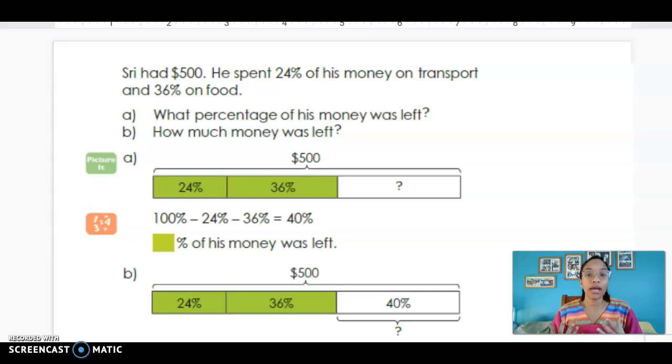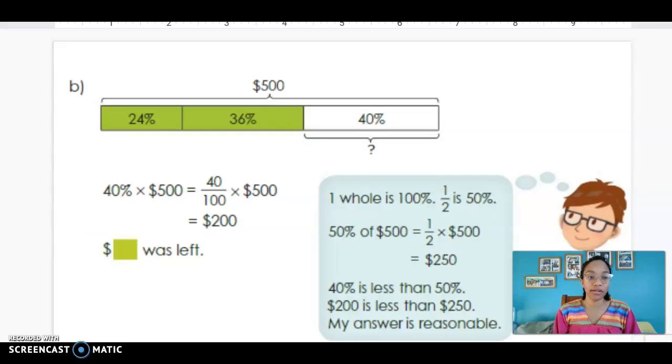Now we're going to be looking for 40% of 500 because 40% of his money is what we're after. That's the part that was left. And 500 is the total countable quantity of money. So we need to find 40% of 500. In order to do that, we're going to translate our problem into math terms.